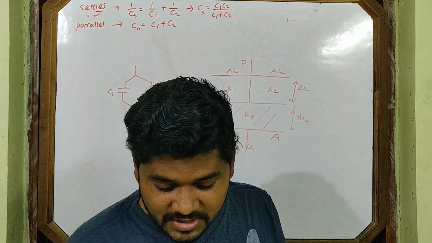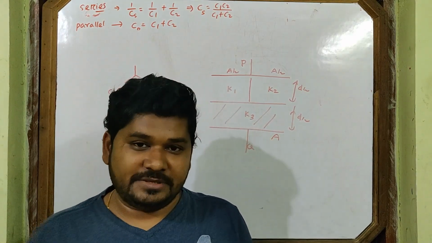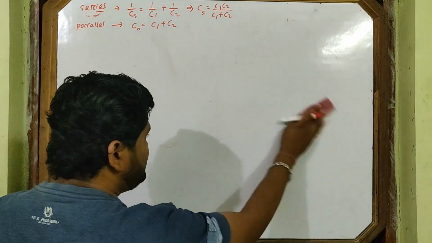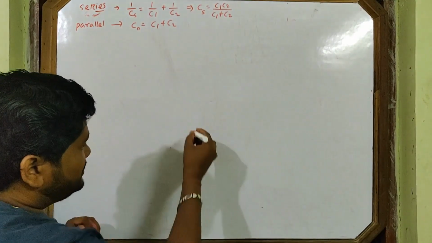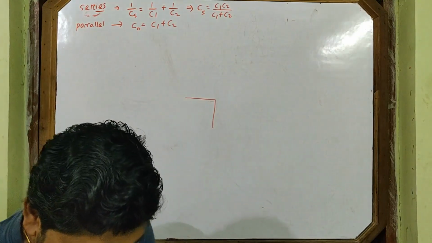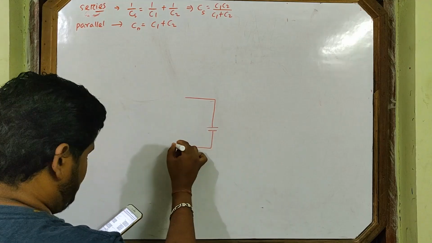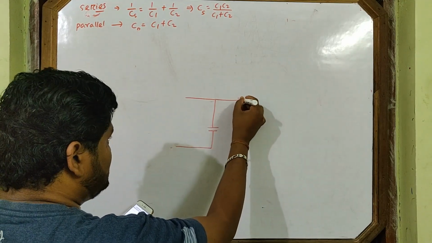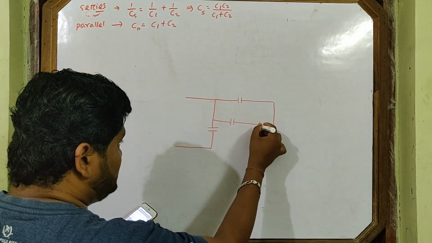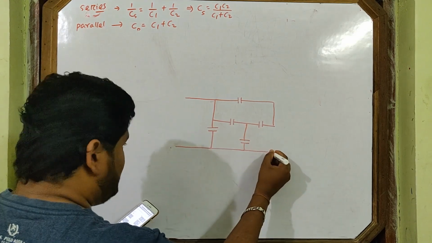So what I did now, we discussed the division of dielectric formula of the capacitors. And the last figure, let's see. The last figure is like this. One capacitor is here, it is connected. Then one capacitor is here, then one capacitor is here, and it is connected. Then one capacitor is here, then one is here.